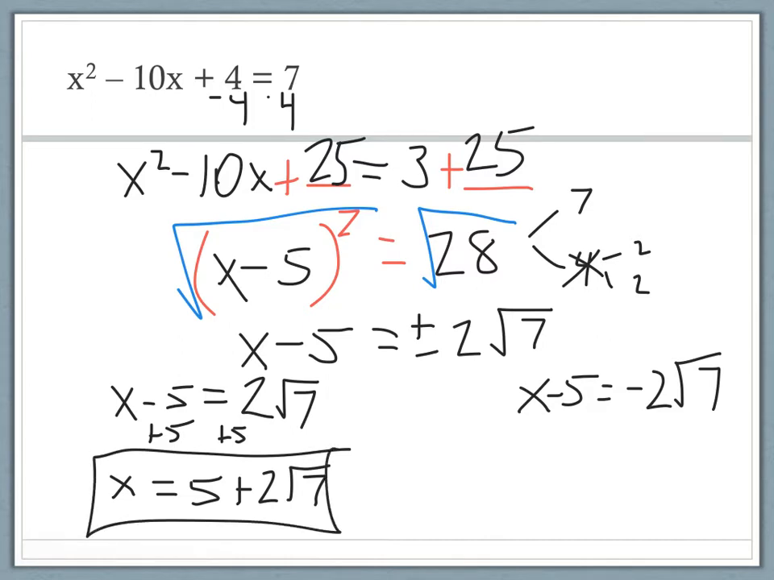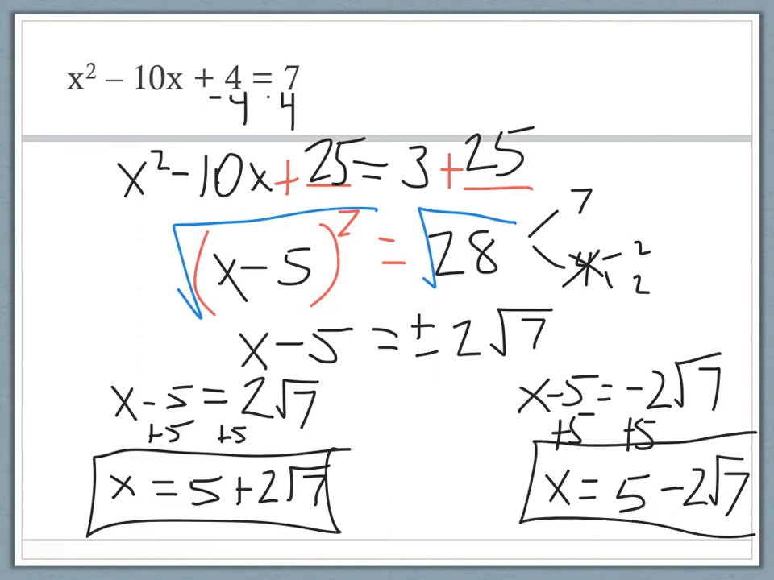Okay. Now on the other side, we're going to add 5 over here. And the same will apply. You can't combine that 2 and the 5, because the 2 has that square root 7. So you're just going to have 5 minus 2 square root 7. And that's our answer right there. So you have two answers. You have x equals 5 plus 2 square root 7, and then x equals 5 minus 2 square root of 7.